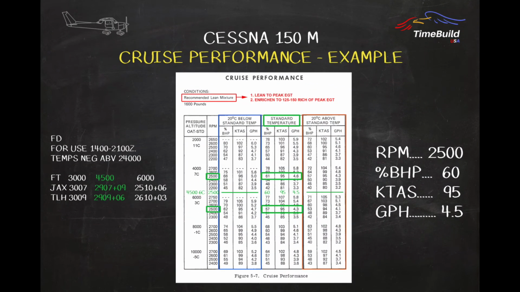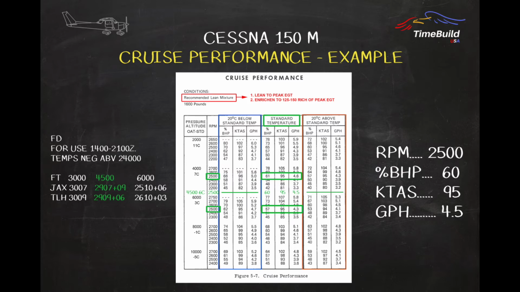Let's return to our cross-country flight to see how the chart is used for planning. We will cruise at 4,500 feet, and while this is an indicated altitude, it would be close enough for use as a cruise pressure altitude. The forecast temperature for 4,500 feet is between 6 and 9 degrees Celsius, which is very close to standard temperature. Therefore, we will use the middle column of the chart. The chart depicts values for 4,000 and 6,000 feet, so we will need to interpolate for 4,500.